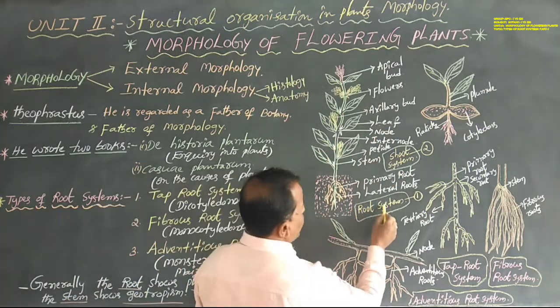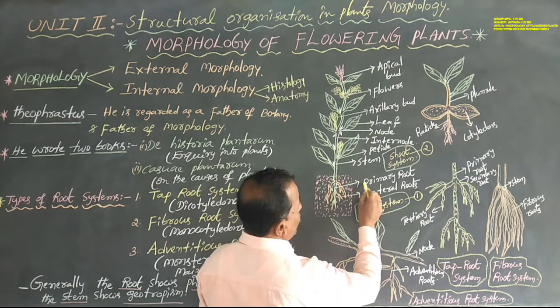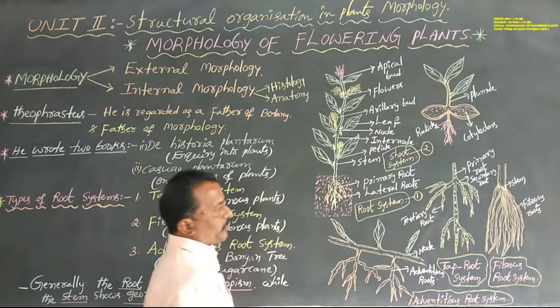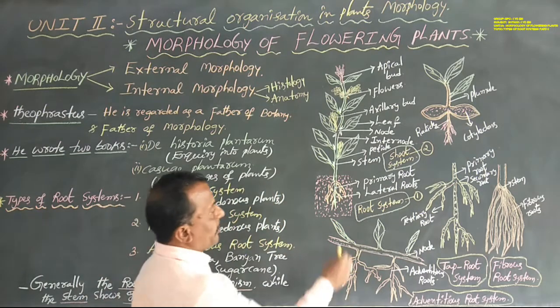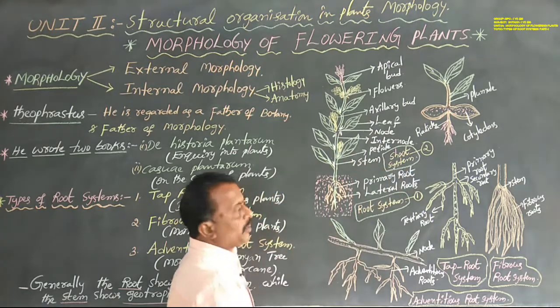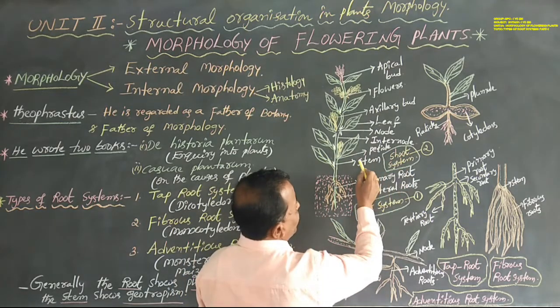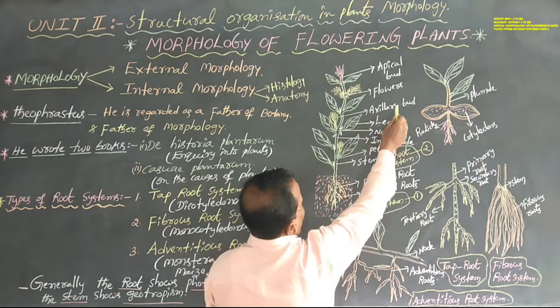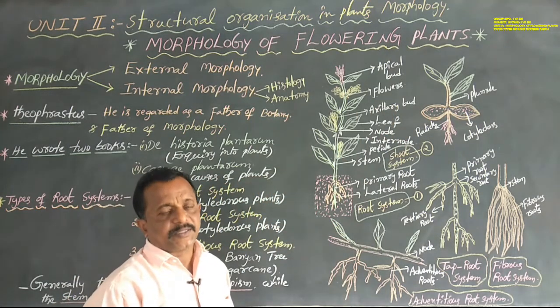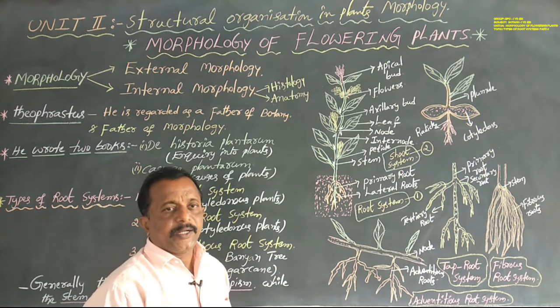The root system consists of the primary root and lateral roots, that is, secondary roots and tertiary roots. The shoot system consists of stem, leaf, buds and flowers.